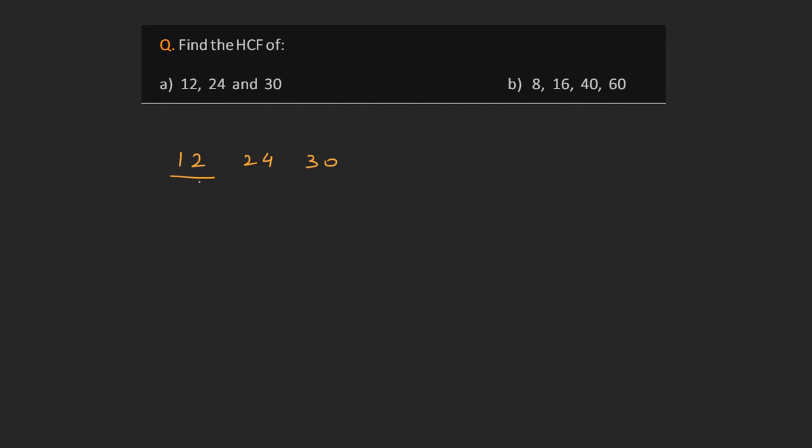What is the greatest factor of 12? It's 12. Greatest factor is always the number itself. To check whether this factor is the HCF, you need to check whether it is a factor of the other numbers too. Is 12 a factor of 24? It is. Is it a factor of 30? No, it isn't. So 12 cannot be the HCF. Remember, to be the HCF, it must be a factor of every number in the set.